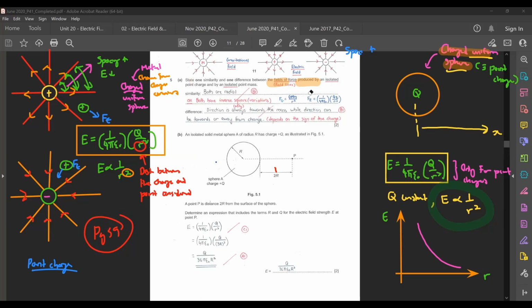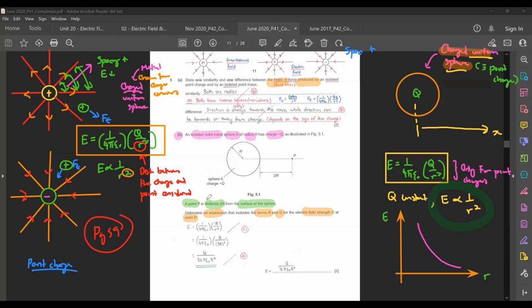Then after that, you look at part B. Again, it looks the same as the first question that we just did. Here they tell you that you have an isolated solid metal sphere A of radius R with a charge of positive Q. Then they mention that there's a point P, a distance of 2R from the surface of your sphere. Determine an expression that includes the terms big R and big Q for the electric field strength E at point P.